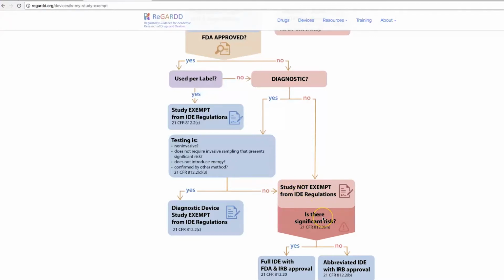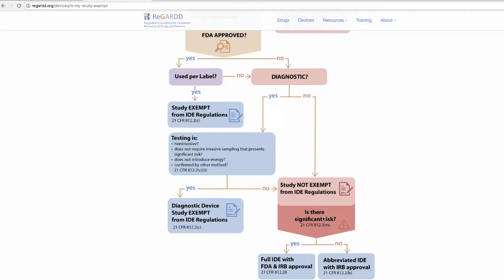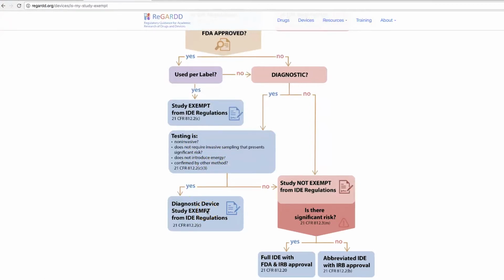and again, you would need to determine risk. Significant risk studies automatically require full IDE from the FDA, followed by IRB approval. Non-significant studies would be considered abbreviated IDEs with IRB approval. If you were able to answer yes to all of the testing, then your diagnostic device study could be considered exempt from IDE regulations. Now, you do not need to go to the FDA to determine exemption.